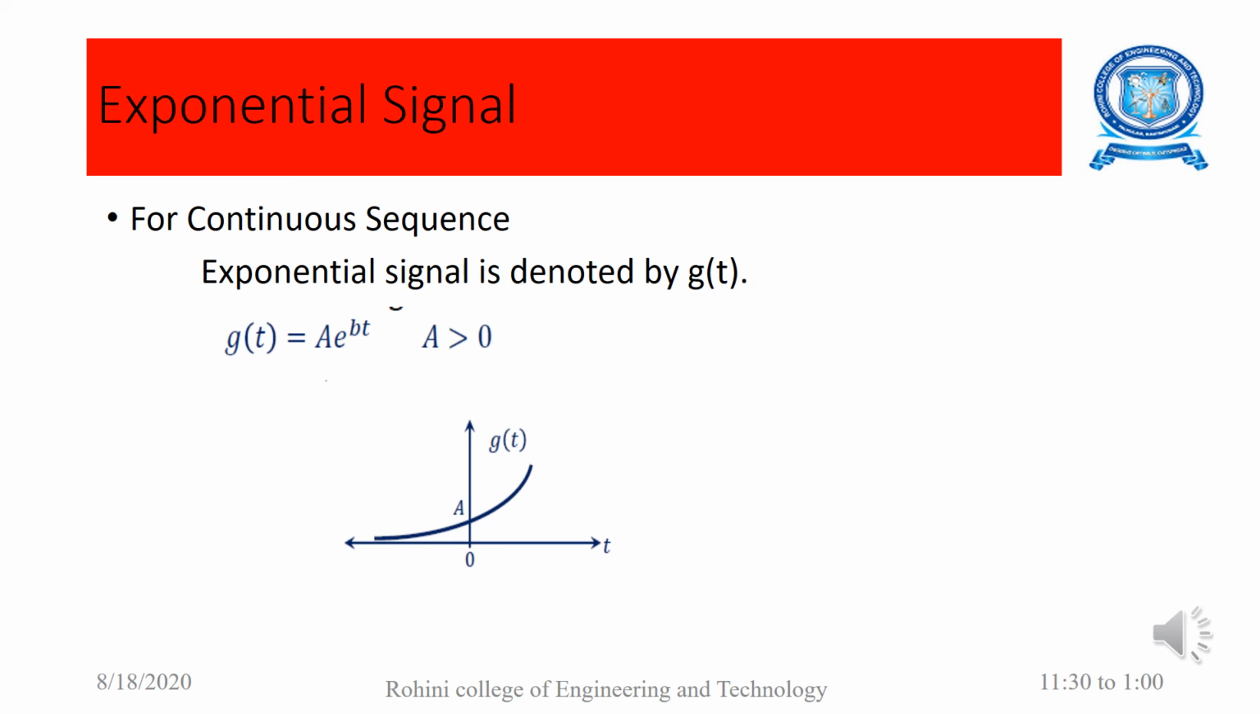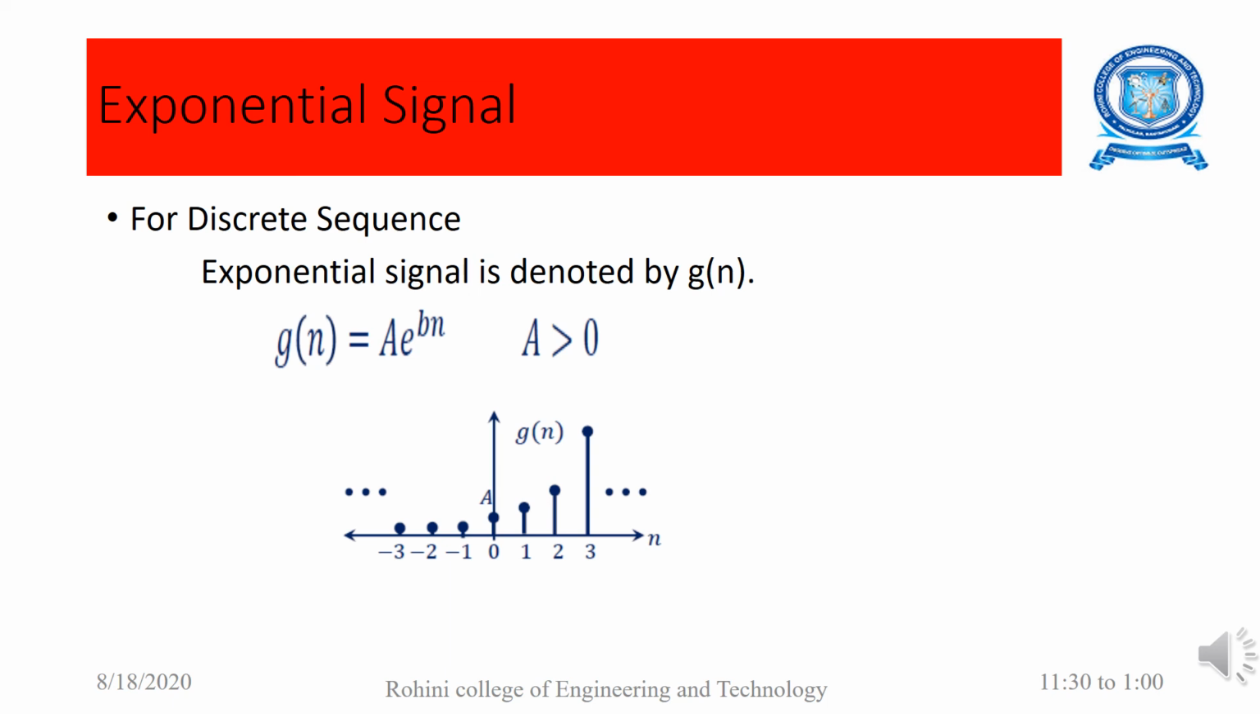Next we move on to the exponential signal. The exponential signal will be denoted by g of t or a of t, x of t, anything like this. So g of t is equal to a into e power b t, where a is greater than 0. The time signals will be continuously present in all the time instants.